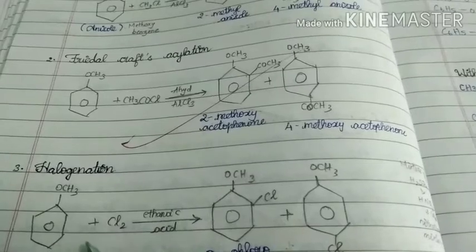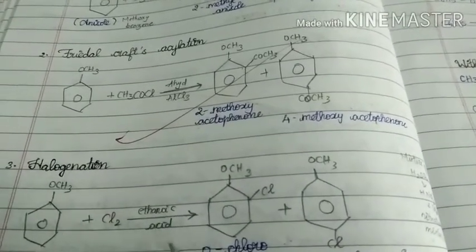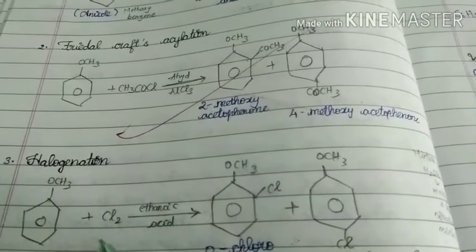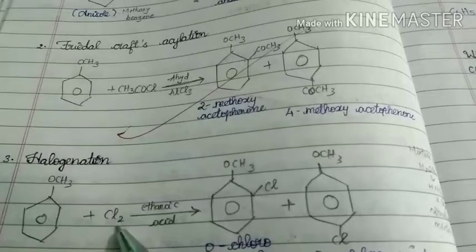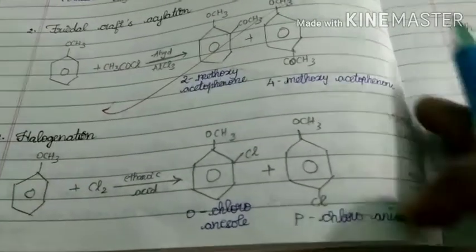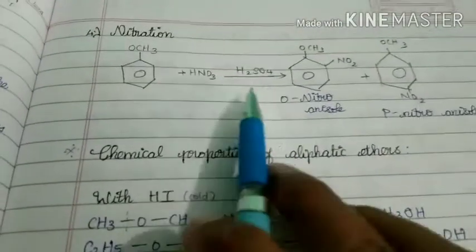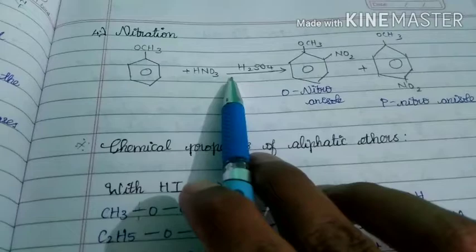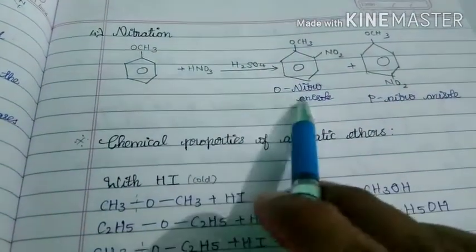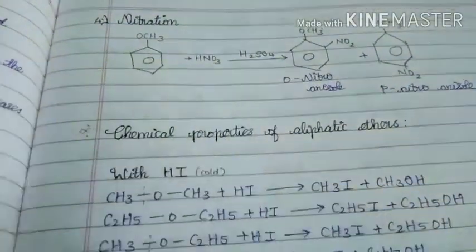Next, halogenation. That means when any compound reacts with halogens in the presence of ethanoic acid, that is called halogenation. So here the incoming electrophile attacks at the ortho and para positions. So we get ortho-chloroanisole and para-chloroanisole. Next, nitration. Nitration means HNO3 plus H2SO4. In that nitration mixture, the electrophile is NO2 plus. So that electrophile attacks at the ortho and para positions. So we get ortho-nitroanisole and para-nitroanisole when anisole undergoes nitration.